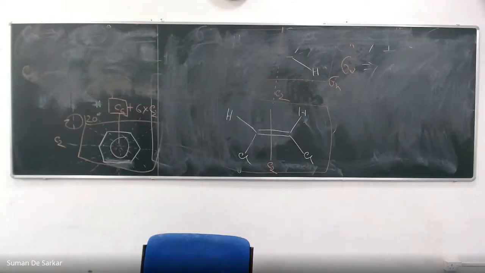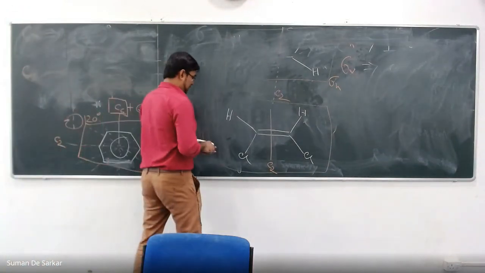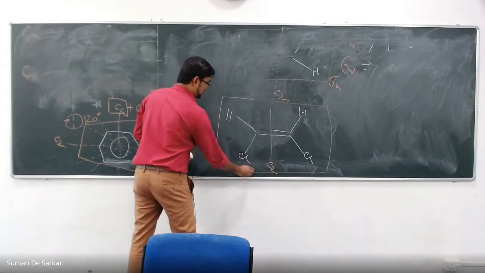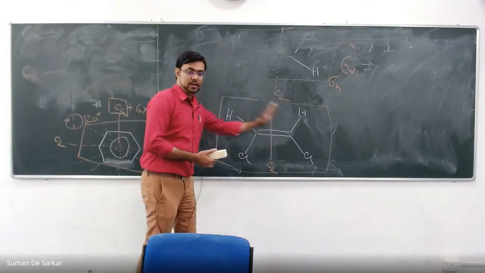Sir, in case of the second molecule on the board, we are having one more sigma V, right? Let me check. You mean this one? Yes, sir. Oh, yes, you are right. There is another sigma V. Very good point. This one sigma V is on the plane, right?